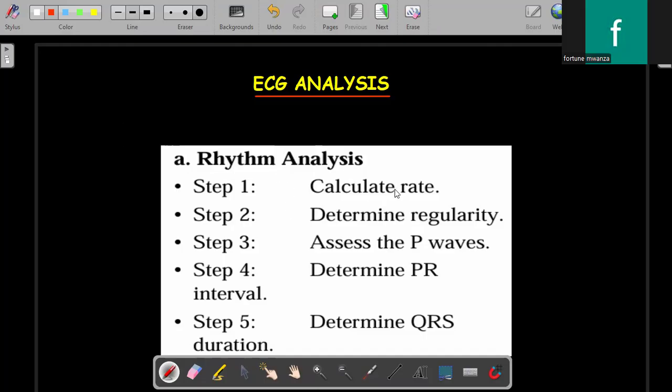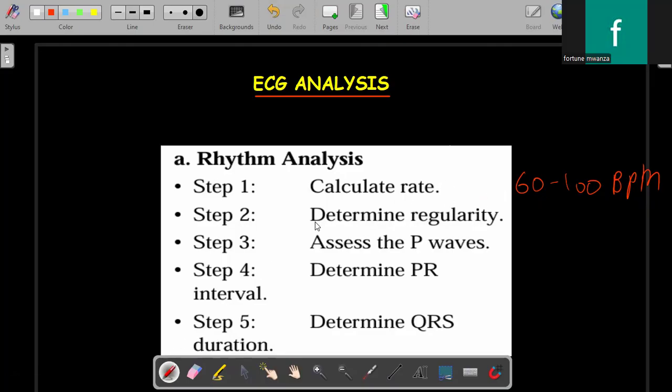The first step is calculating the heart rate. You calculate your heart rate on the ECG, and you know the normal heart rate is 60 to 100 beats per minute. So you have to calculate your heart rate. Is it within the normal range? If it's not within the normal range, let's say if it's below 60, then you have to know that there's a certain arrhythmia for that. If it's above 100 as well, you know that there's a certain arrhythmia for that.